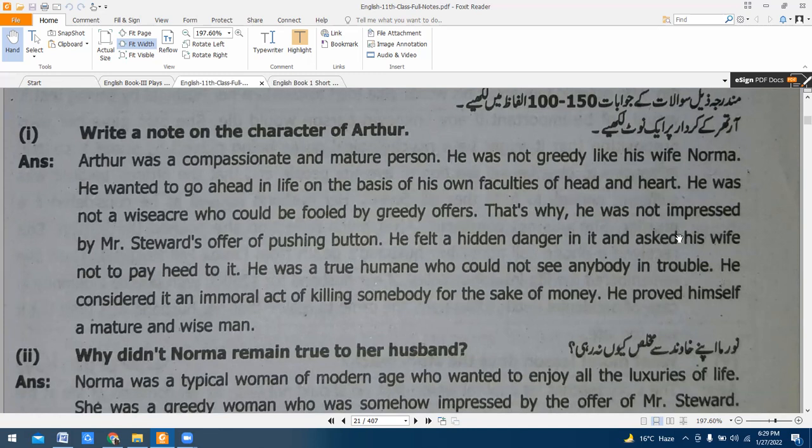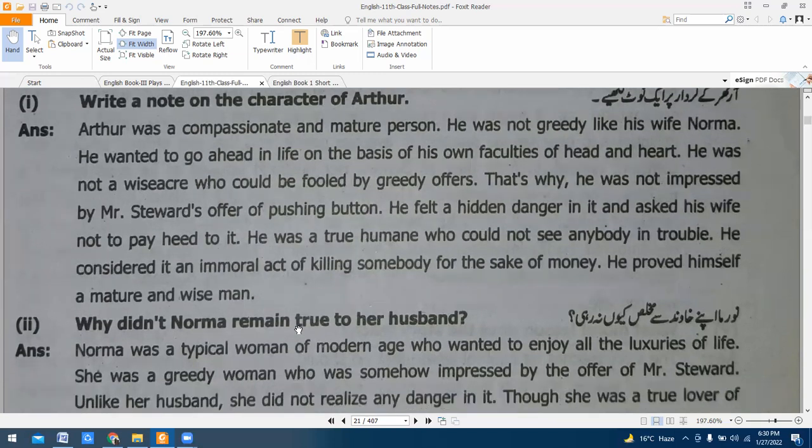That's why he was not impressed by Mr. Stewart's offer of pushing the button. He felt a hidden danger in it and asked his wife not to pay heed to it. He was a true humane person who could not see anybody in trouble. He considered it an immoral act to kill somebody for the sake of money. He proved himself a mature and wise person.